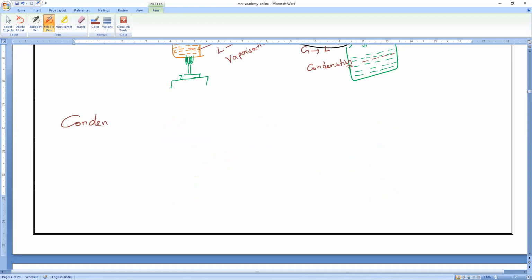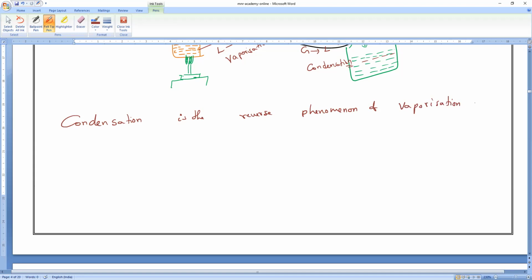So condensation is what, guys? The reverse process of evaporation. Condensation is the reverse phenomenon. Write it down: reverse phenomenon of vaporization.